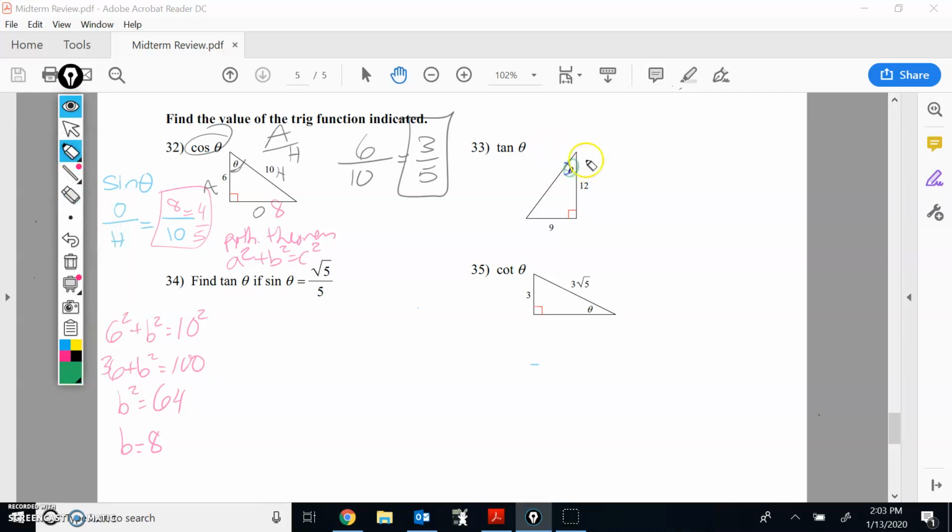The tangent of this angle. Tangent is opposite over adjacent. Look at that. Here's our opposite. Here's our adjacent. So it's 9 over 12, which simplifies to 3/4.